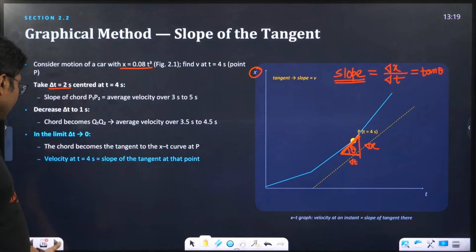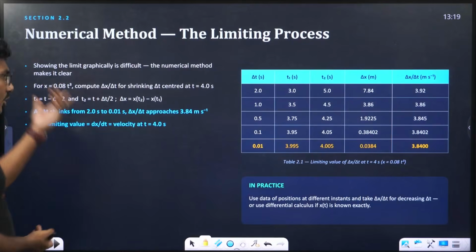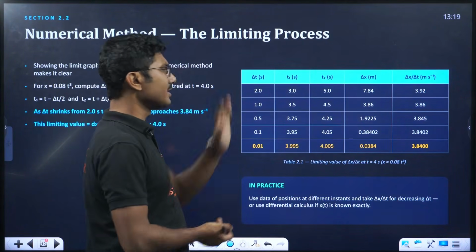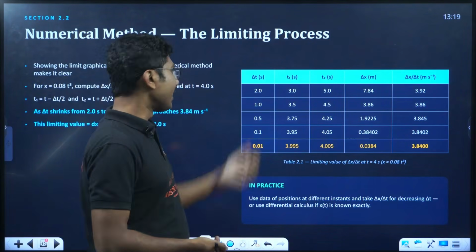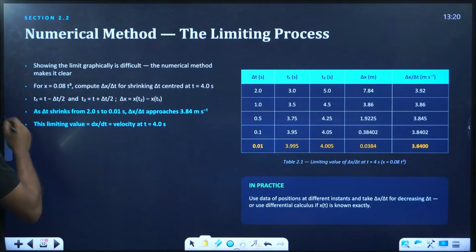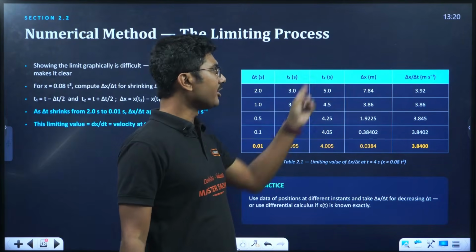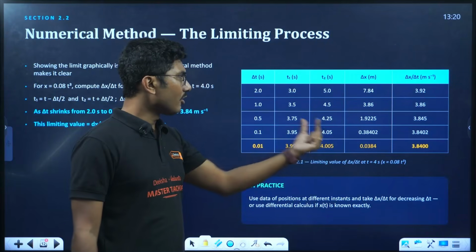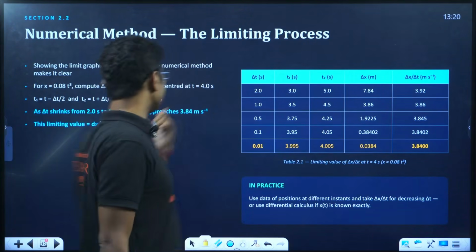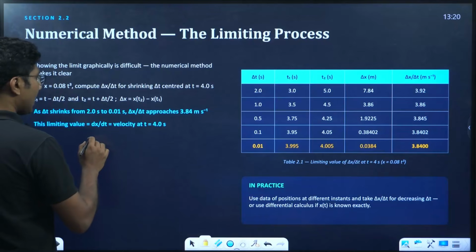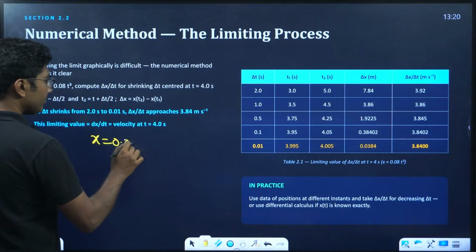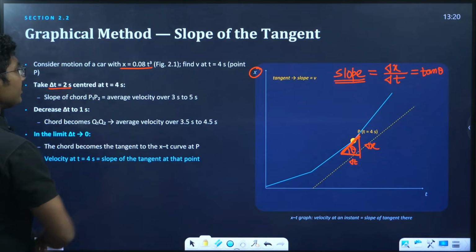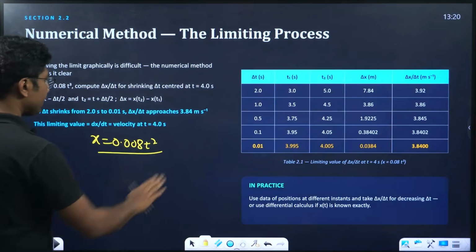Okay, now let's move on. Numerical method, this is just a method for your academic purpose. It is not super important, just to understand that you can do it by dividing the interval into separate time intervals. Here we have taken delta t's, t1, t2, delta x, delta t, and as you decrease the delta t's and calculate the corresponding delta x, the equation of motion was given, I think x equals 0.08 t cube, sorry, 0.08 t cube.